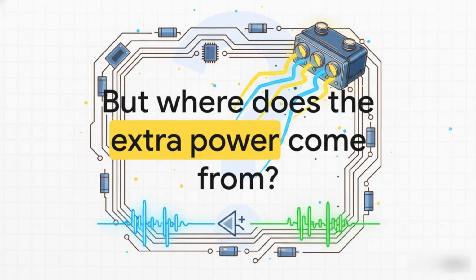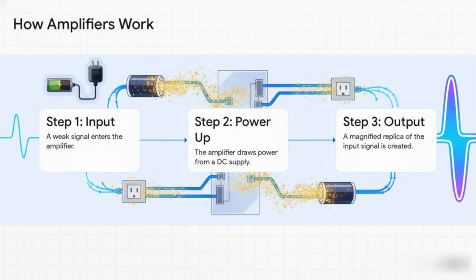But wait a second. You can't just create energy out of thin air, right? The laws of physics say no. So where does all this extra power come from? How does an amplifier actually make a signal stronger? Well, it's not magic, but it is some seriously clever engineering. Here's the trick. The amplifier is hooked up to a bigger power source, like a battery or the plug in your wall. It takes that raw DC power and uses it to build a brand new, much stronger output signal. The key is that the tiny input signal acts like a stencil or a template. It's not providing the power itself, it's just controlling how the big power from the DC supply is shaped. So you get a magnified, perfect replica of the original.